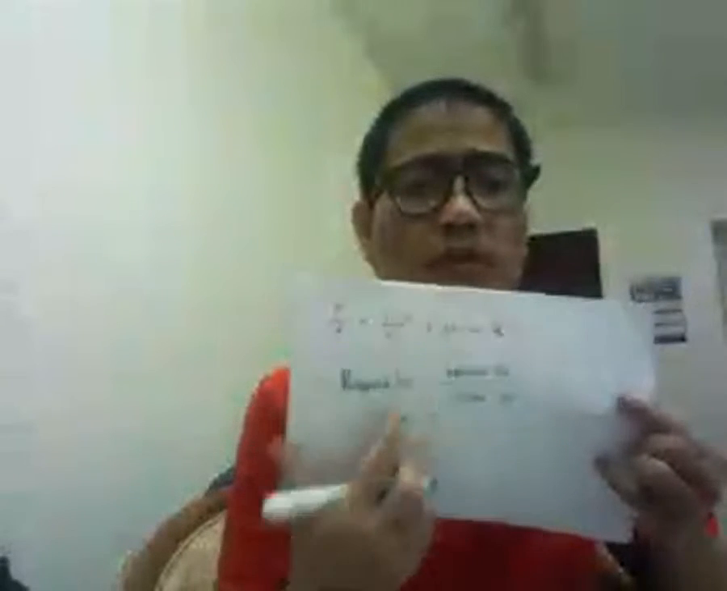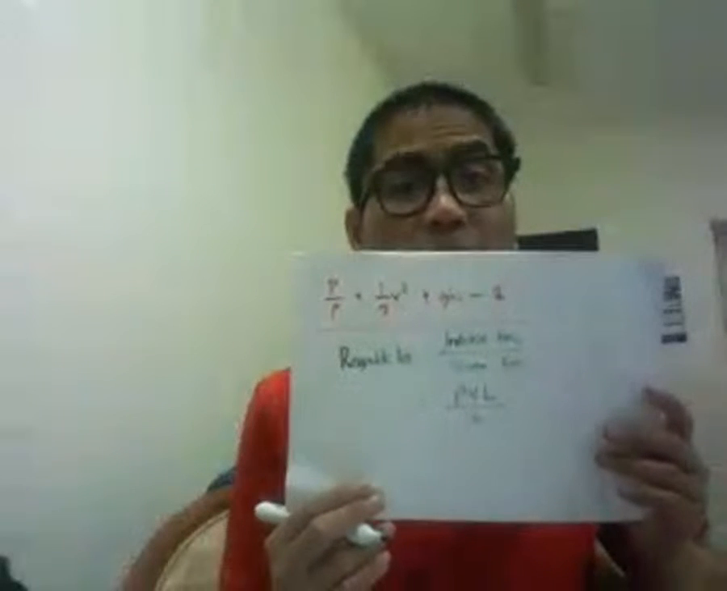Okay. Reynolds number, inertial force to viscous force, is equal to the density times velocity times the length over mu, the viscosity. This is the dynamic viscosity.